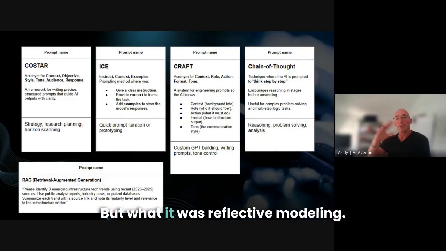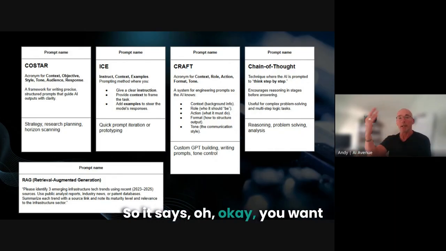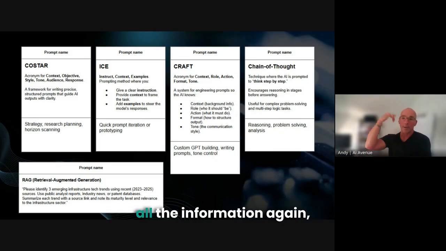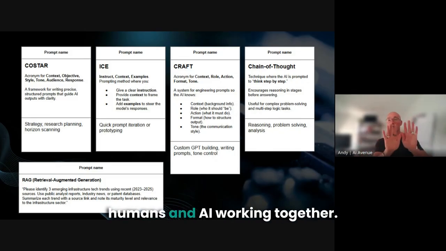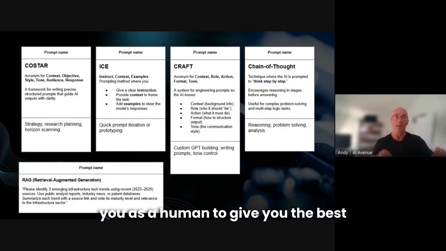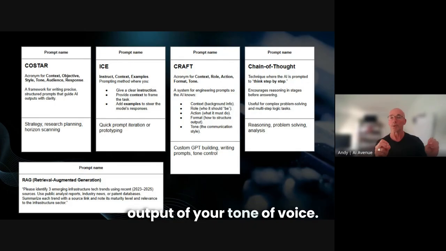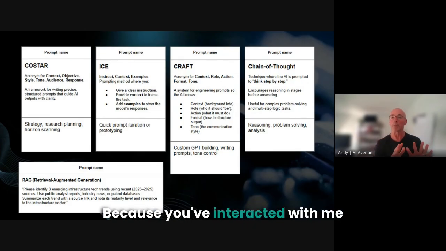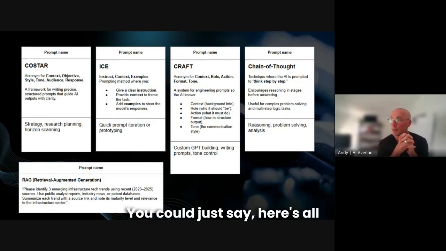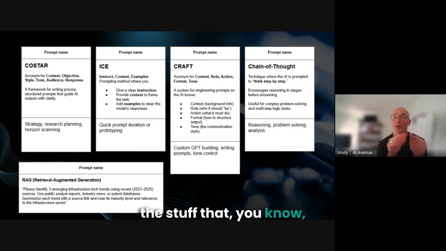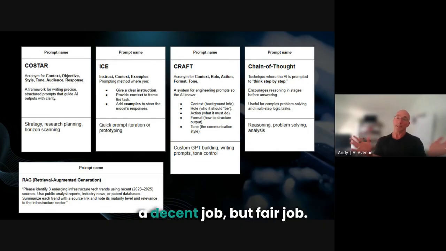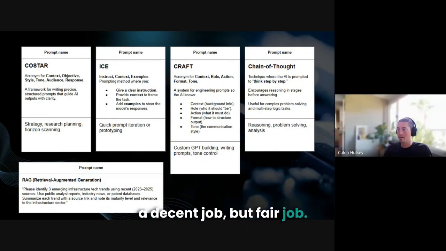But it was reflective modeling. So it says, oh, okay, you want to create a tone of voice. I'm going to ask you these 20 questions so that I'll get all the information. Again, humans and AI working together. I'll get all the information out of you as a human to give you the best output of your tone of voice, because you've interacted with me. Now, you could just say, here's all the stuff that you know, just write the tone of voice for it. You could do that, and it's probably going to do a decent job. But a fair job, yeah.